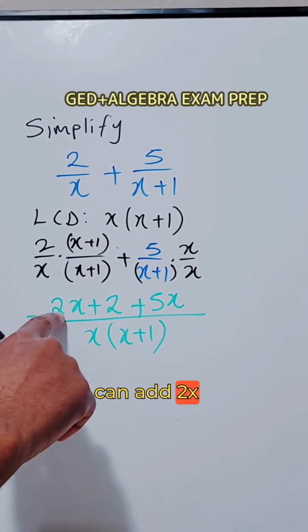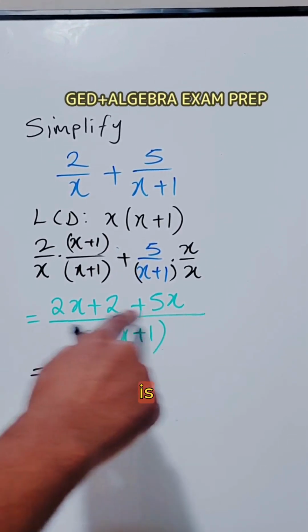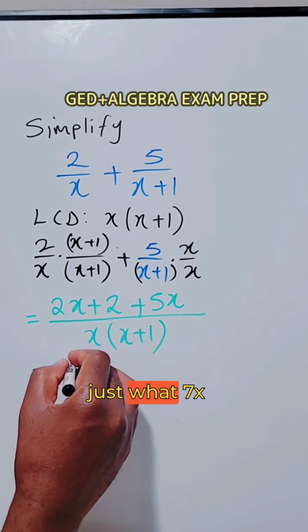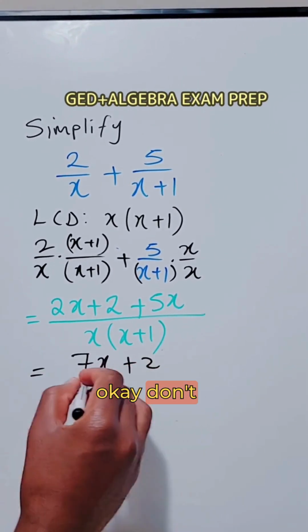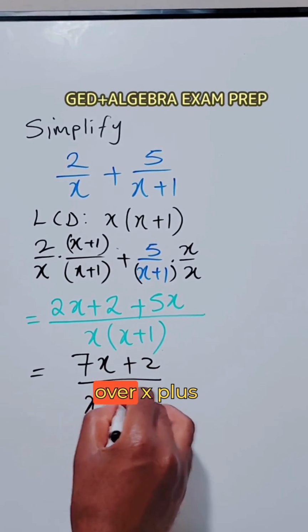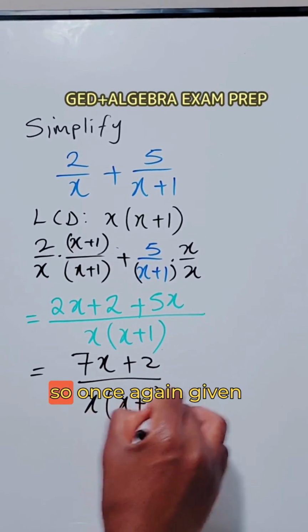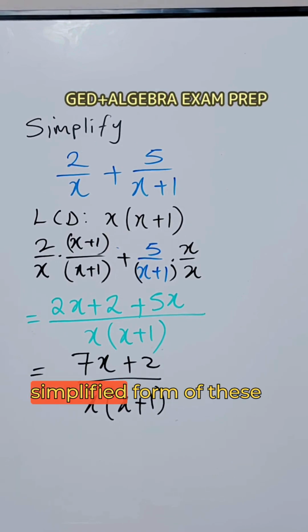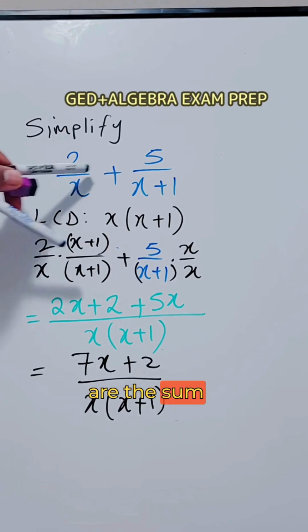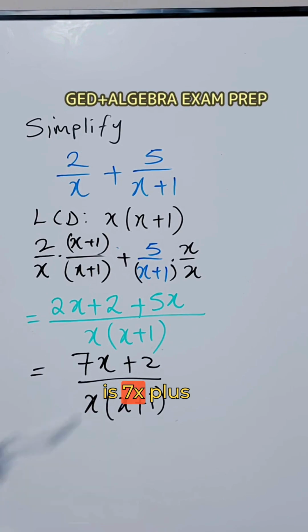Now, let's do one more thing, right? We can add 2x and 5x, which is just what? 7x. Good. And we have a 2 here. Okay? Don't forget the denominator x times x plus 1. So once again, given 2 over x plus 5 over x plus 1, the simplified form, the sum of these two expressions, is 7x plus 2 over x times x plus 1.